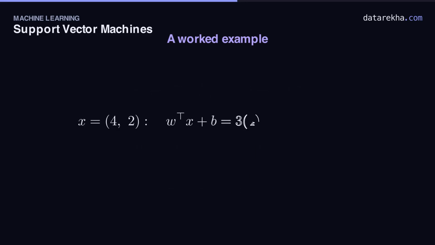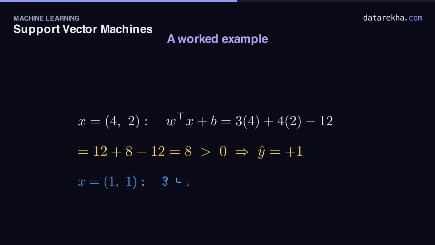Next, let's classify a point. Take x equals 4, 2. Plug it in. 3 times 4 plus 4 times 2 minus 12. That's 12 plus 8 minus 12, which is 8. Positive. So this point is classified +1, the gold class. Try another, x equals 1, 1. 3 plus 4 minus 12 is -5, negative. So it lands in the blue class, -1.